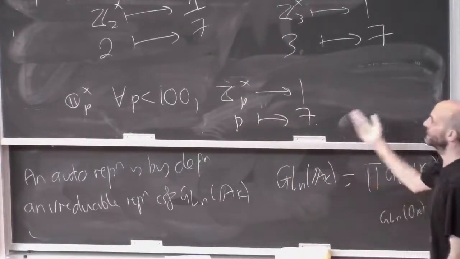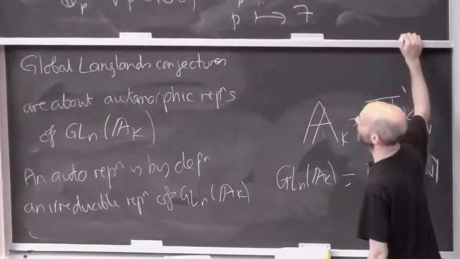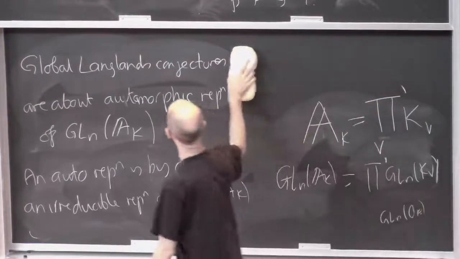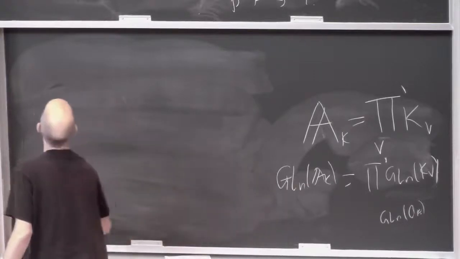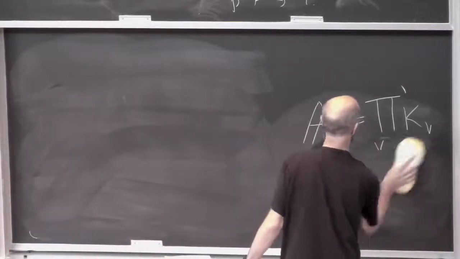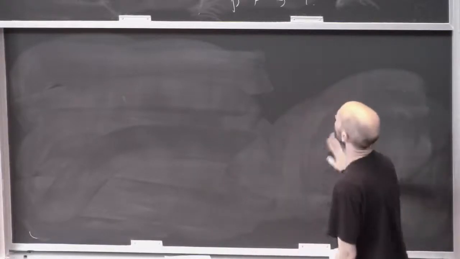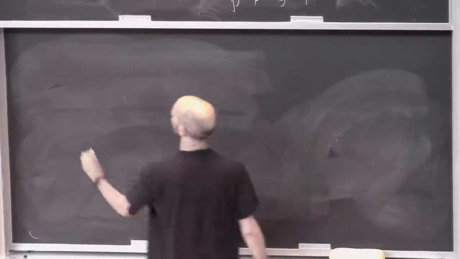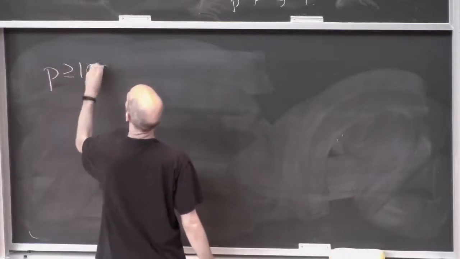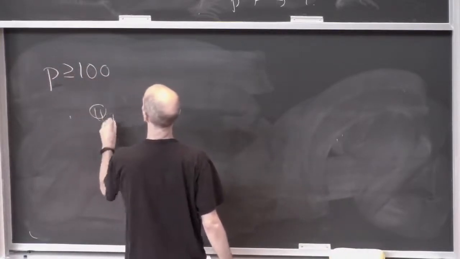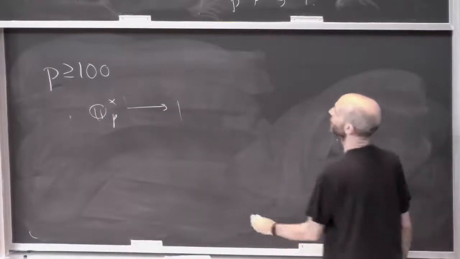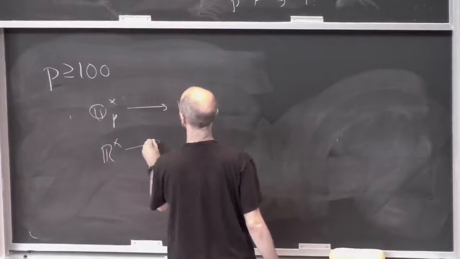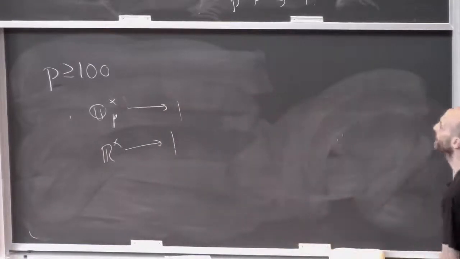Then I get a bit tired and want to have a break, so I pass it on to my PhD student, and I say, can you please continue defining this automorphic representation? My PhD student can't be bothered, so for p greater than or equal to 100, they just say, I mean, 7 is a stupid number, let's just send all Q_p star to 1. Oh, and then we've got to do R star as well. Let's just send that to 1. Great, we're done. I come back, and he says, finished.